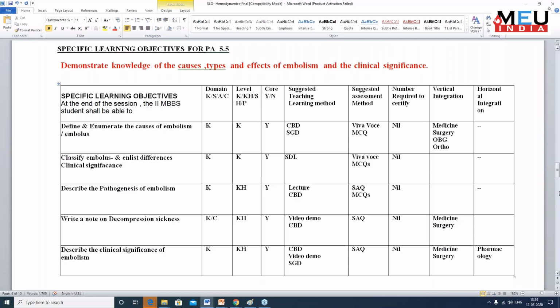Here, even ortho, because fat embolism in fracture cases comes into the picture, amniotic fluid embolism and pulmonary embolism come into the picture with respect to OBG cases and surgery cases. So we do need vertical integration in this scenario more so. The next component would be to classify embolus and enlist differences.